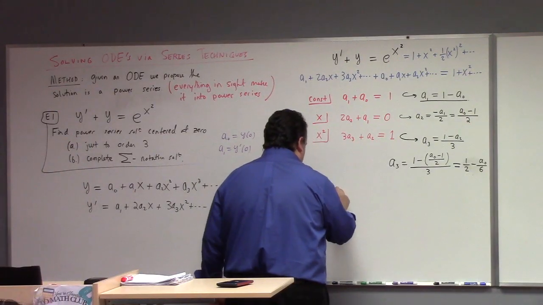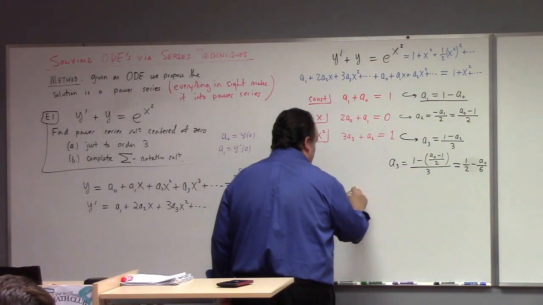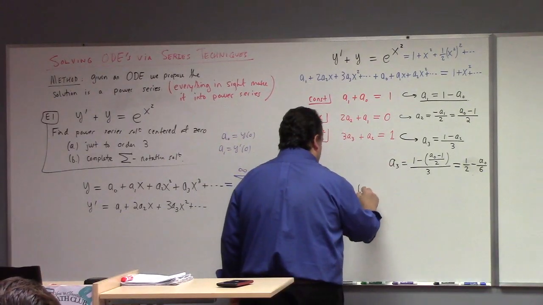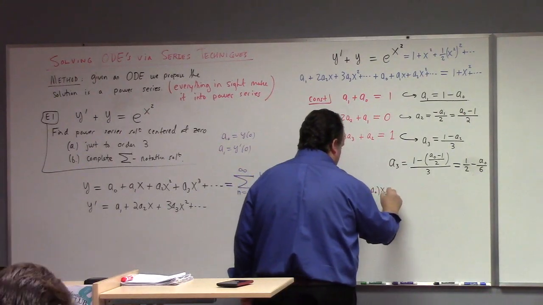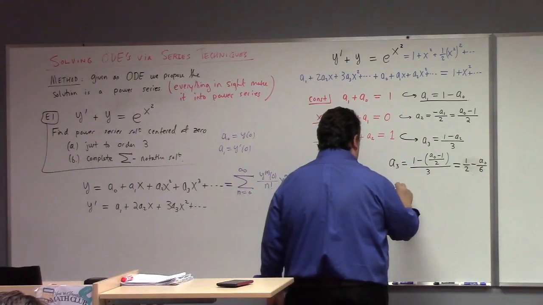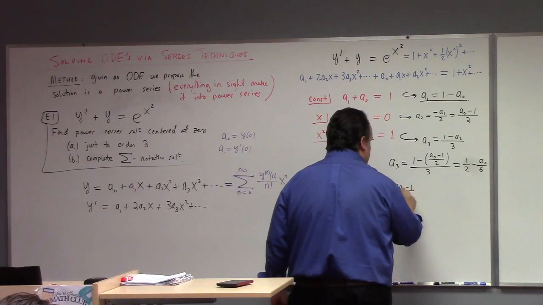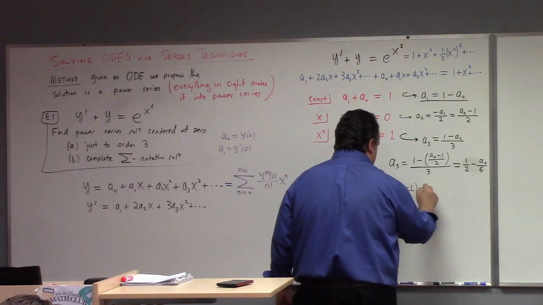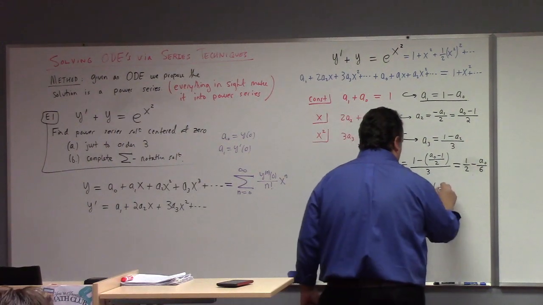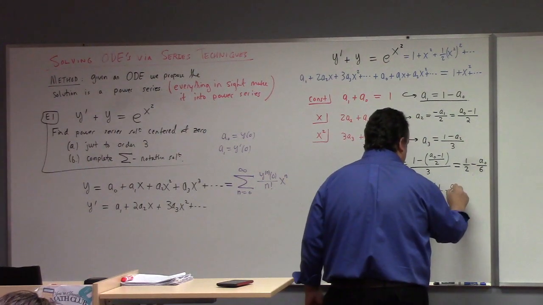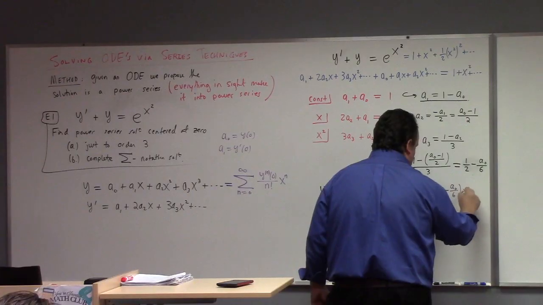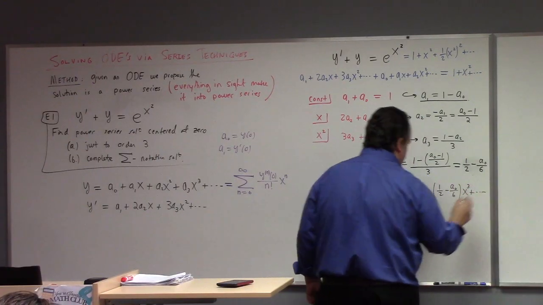y is equal to a sub 0 plus a sub 1, which was 1 minus a sub 0 times x, plus a sub 2, which was apparently a sub 0 minus 1 over 2 times x squared, and then plus 1 half minus a sub 0 over 6 x cubed, and then plus dot dot dot.